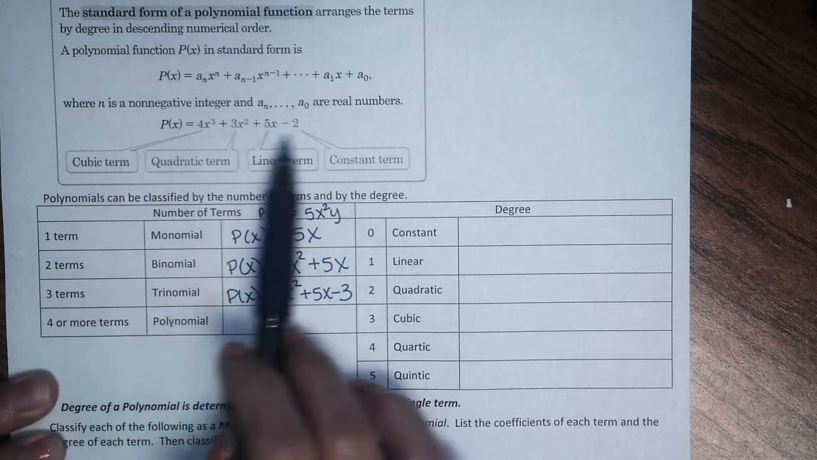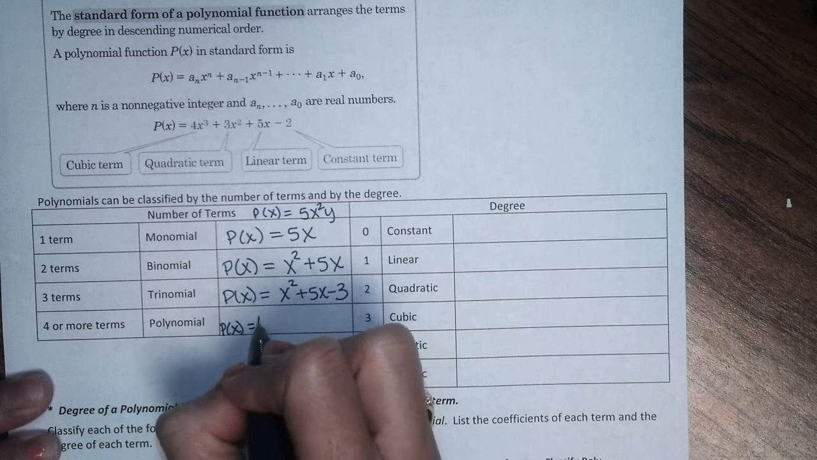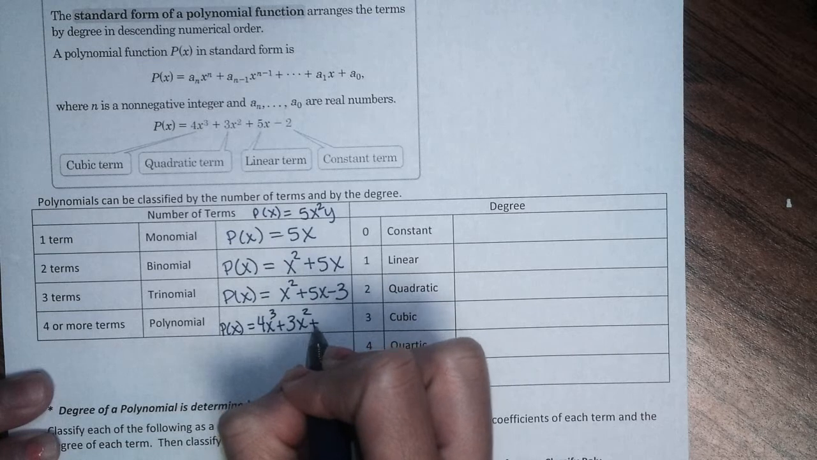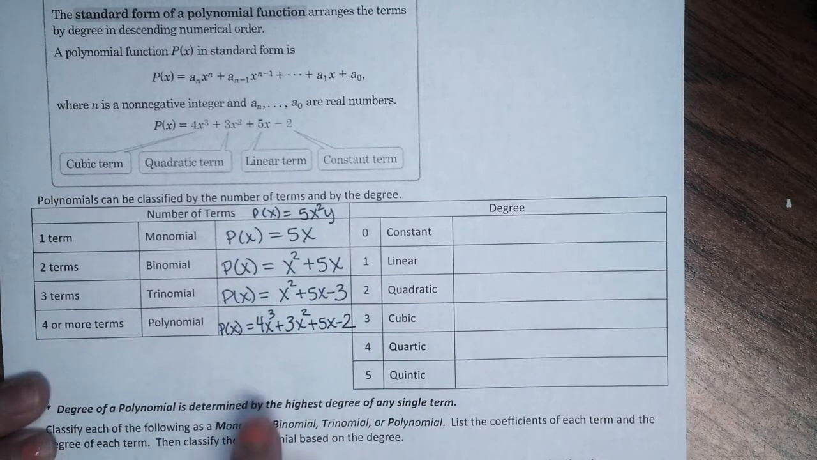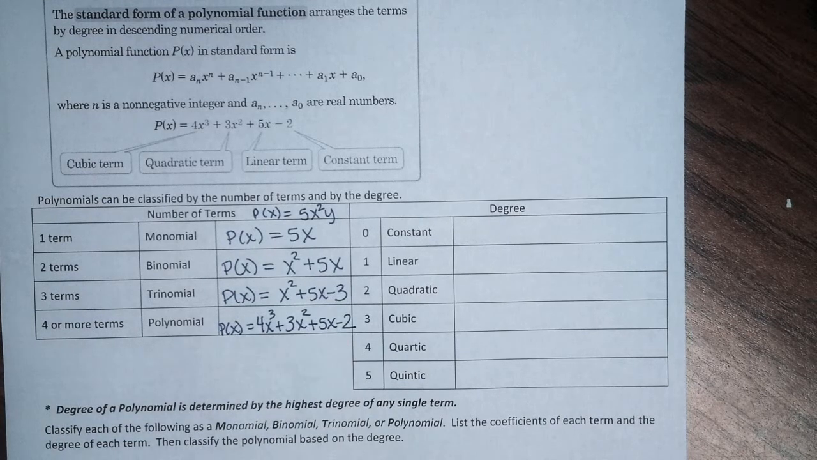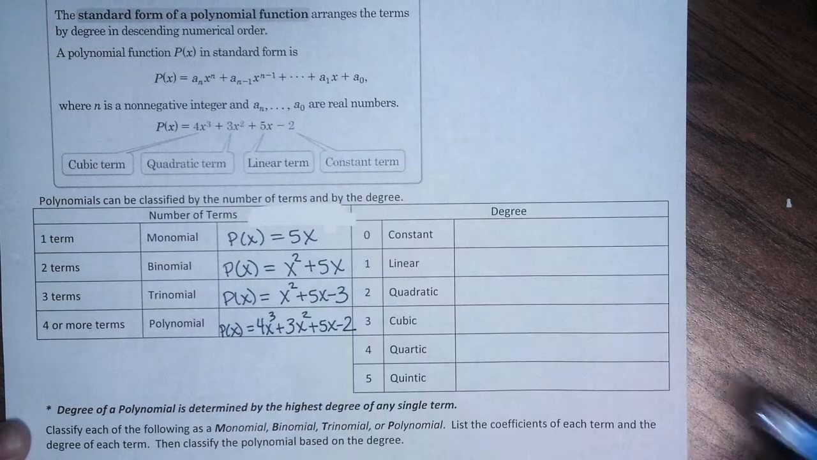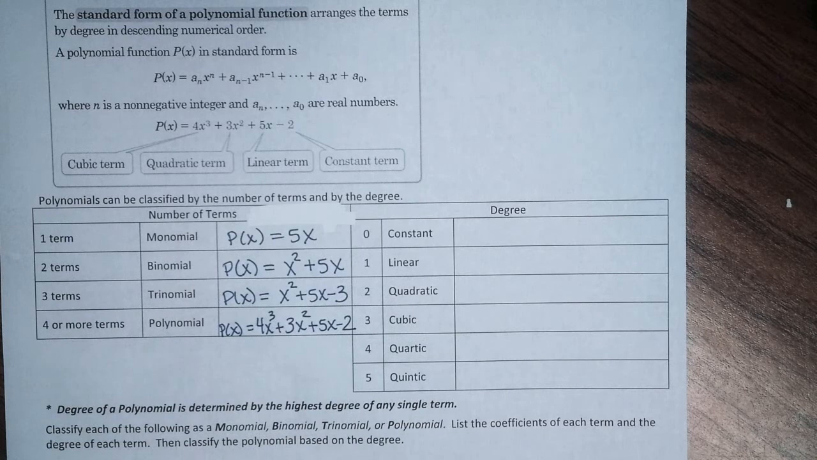So for example, the one that's up there, I'll just write it here: the 4x cubed plus the 3x squared plus the 5x minus 2. This is called a polynomial because it has 4 terms. And then anything that has 4 or more would be called a polynomial. So again, for your test this Friday, make sure you know the vocabulary. Monomial means one term, binomial means 2 terms, trinomial means 3 terms, and polynomial means 4 or more terms.